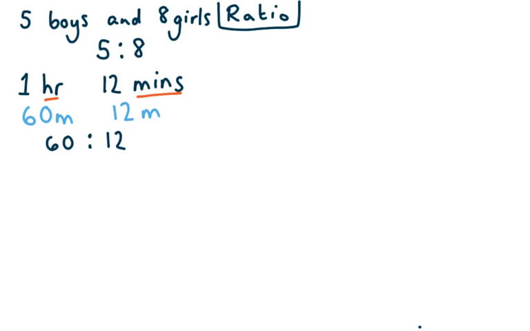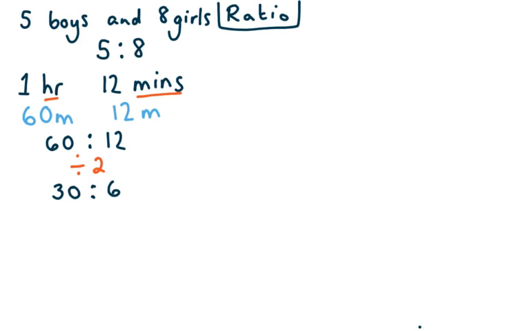But there's a problem with them. The problem is you can simplify them, and this is the second thing that I'm testing you on. When you simplify a ratio, you have to find a common factor. You should try and find the biggest common factor you can, but any common factor will do. I can see a common factor of 2. So I'm going to divide both of these by 2, which gives me 30 to 6.